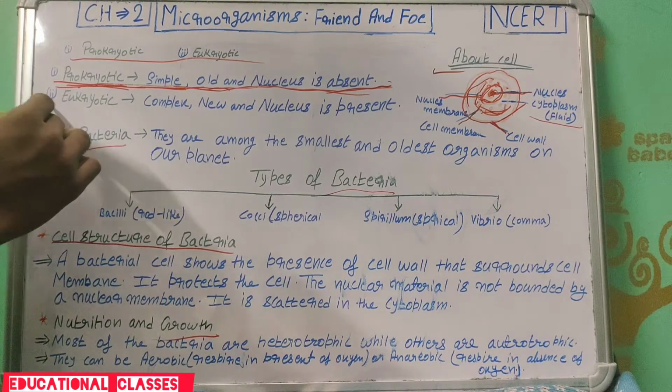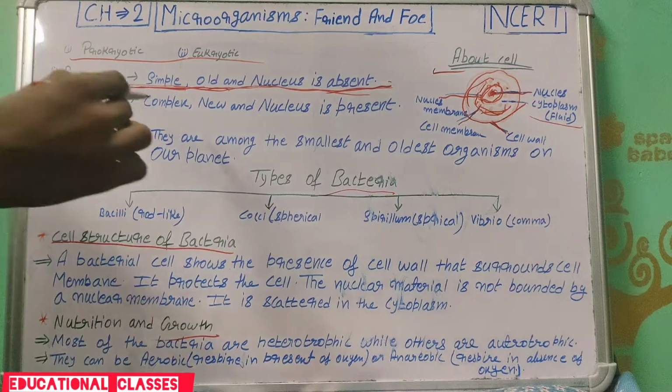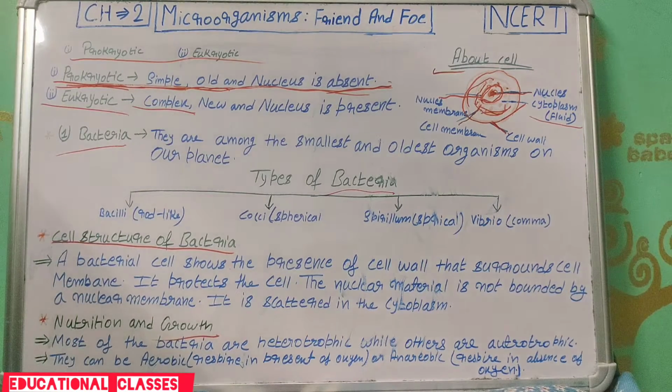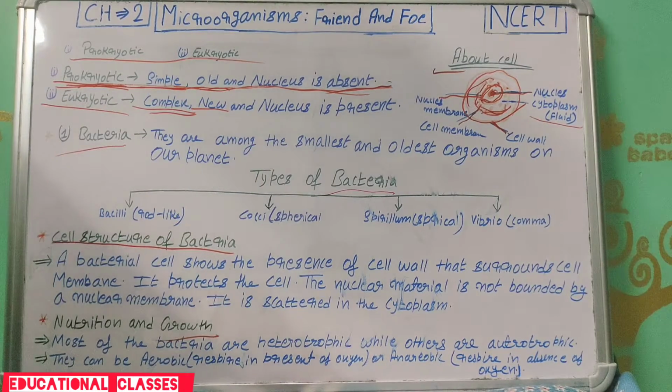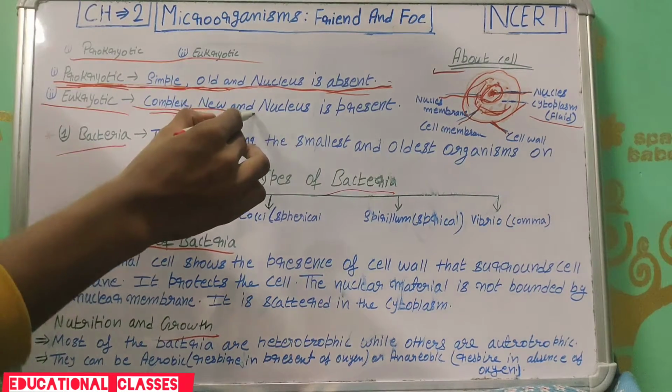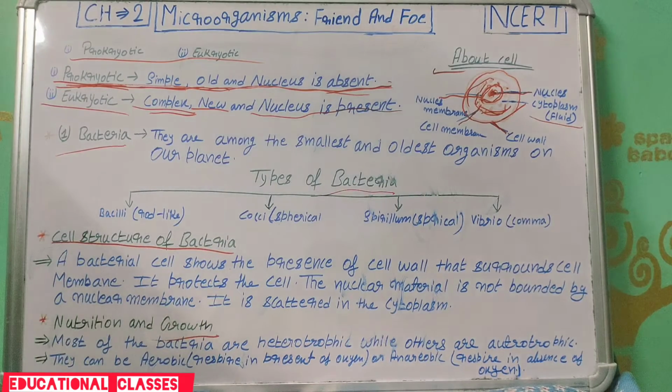Now the second one is eukaryotic. Eukaryotic cells are complex, like our cells, like human cells. Complex, new. The human cells are also new, and the nucleus is present. In human cells, the nucleus is also present.